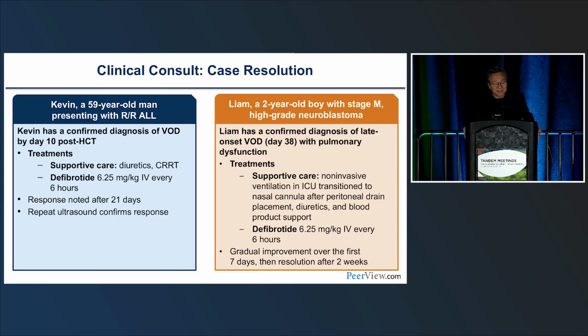So what happened to Kevin? Well, Kevin has this confirmed diagnosis 10 days after the transplant. He gets the supportive care with both diuretics and CRRT, and he starts defibrotide. He responds within 21 days, and the ultrasound confirms response. Liam also has a confirmed diagnosis of late onset VOD with pulmonary dysfunction. He was transferred to the ICU but did not need intubation, had peritoneal drain, diuretics, blood products, had defibrotide, and then gradually improved over the next 7 days with resolution within 2 weeks.